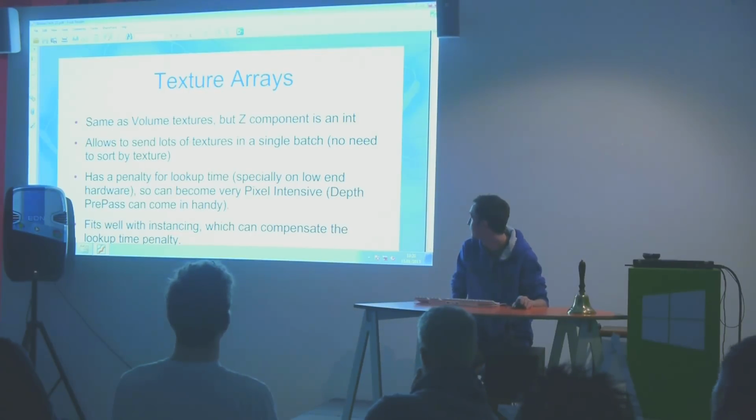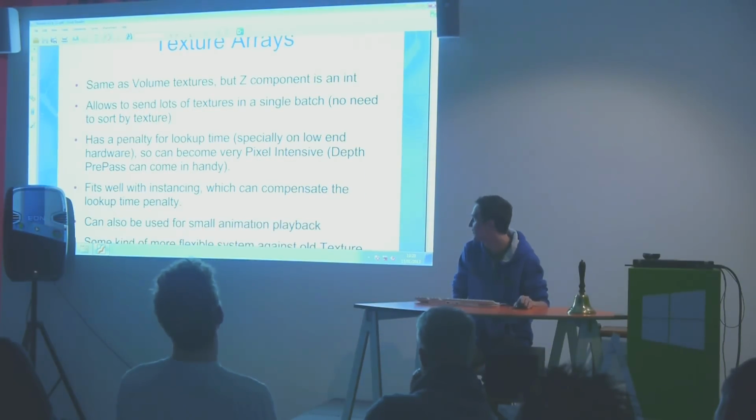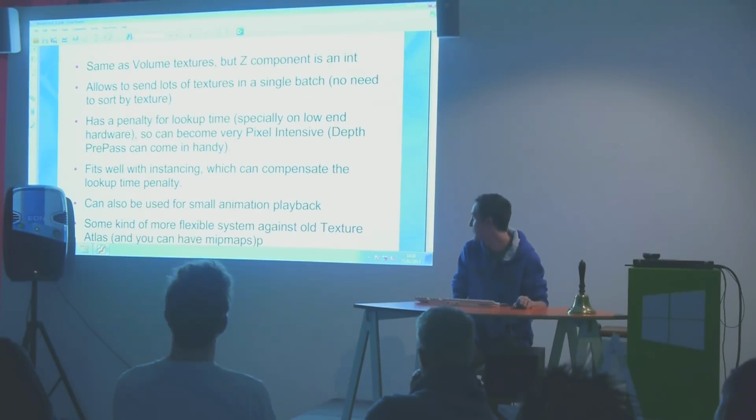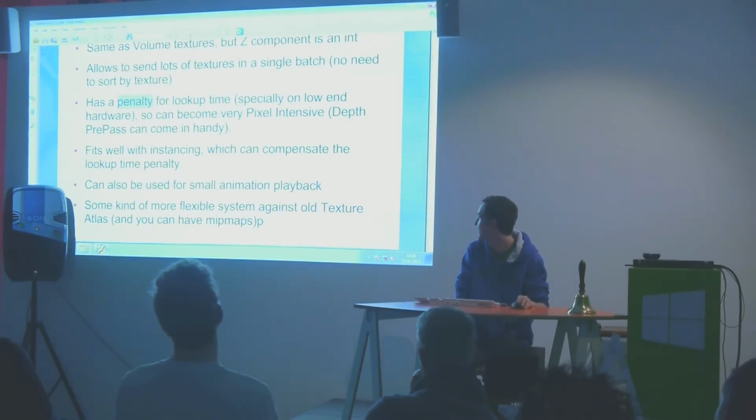One big advantage is that if, for example, I want to bind 4 textures, I need to create 4 pins in my shader. But instead I can combine them in an array and access it via an index. So I don't need to sort anymore, I don't need some ugly things. You have a penalty for lookup time because obviously it becomes a 3D texture, but it depends on hardware. On the desktop it's not that bad, but on the laptop it's very bad. But then we can use a depth prepass, which I'll also show.